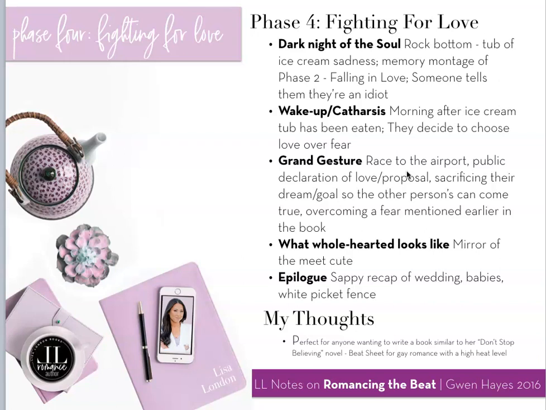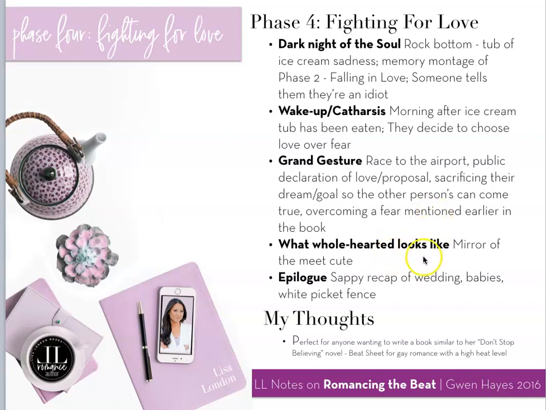But anyway, so the next one is sacrificing their dream or goal so the other person can have theirs come true. So maybe they were both competing for a promotion at work, and instead one person just goes ahead and resigns so the other person can automatically get that particular promotion. Or overcoming a fear that they had earlier in the book to prove to them that they love them. So this has to be something that was mentioned before. It can't just be a new fear that came out of thin air.